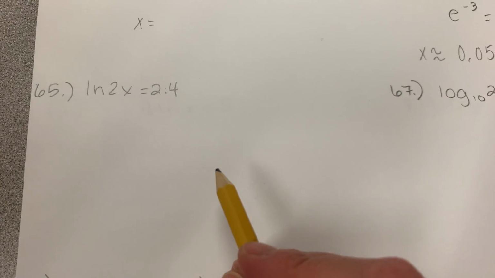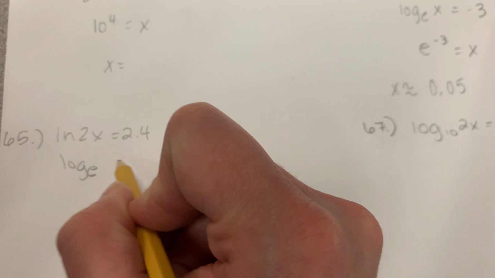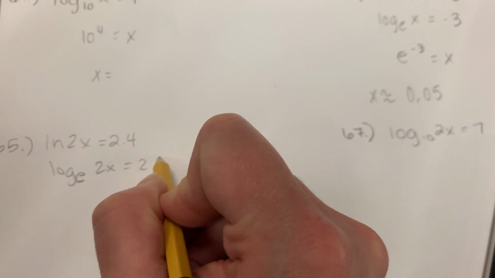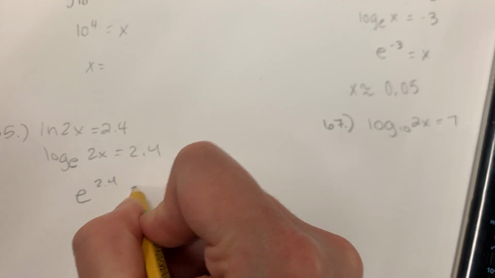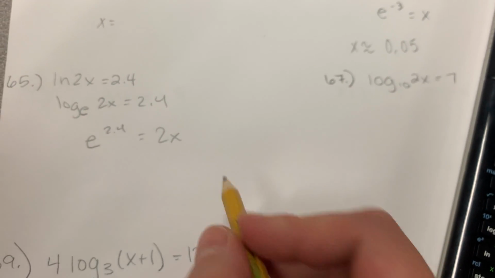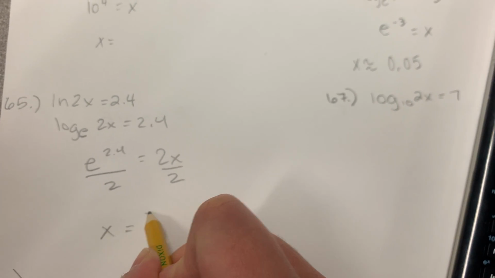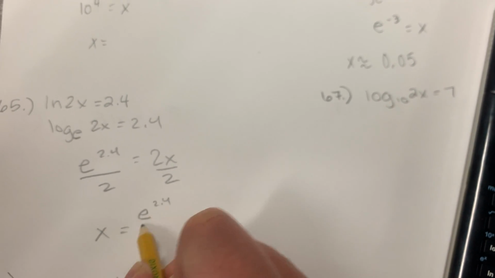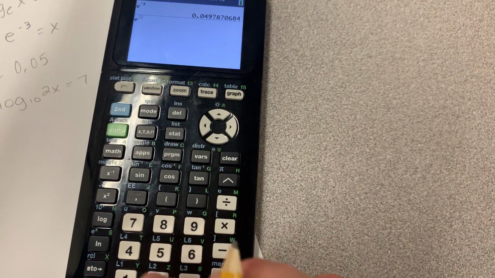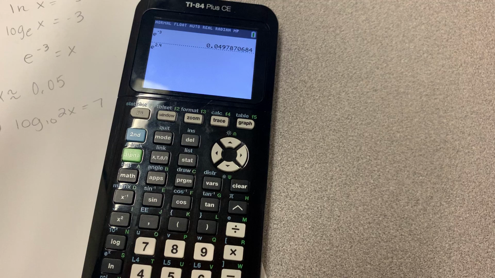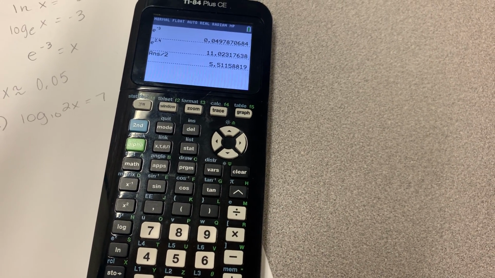Here, it's ln 2x. So log base e of 2x equals 2.4. If log form does not work for you, rearrange it into exponential form. So x equals e to the 2.4 over 2. So go ahead, put that in your calculator. You're going to get 5.512.